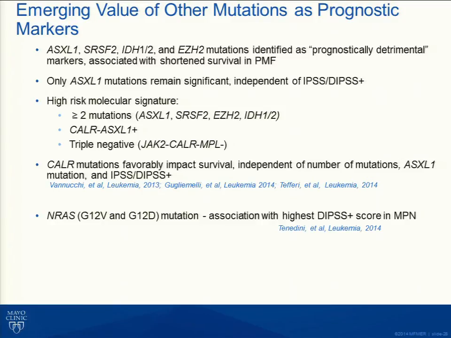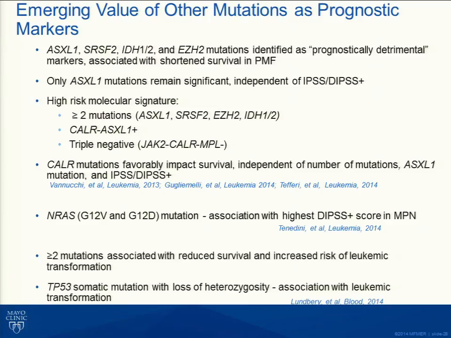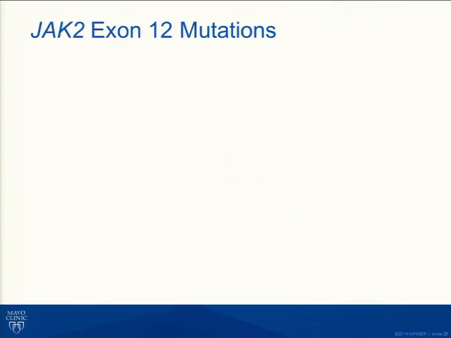Additionally, there's also a report of NRAS association with a high DIPSS score, as well as TP53 mutation association with loss of heterozygosity being associated with quick leukemic transformation. So it has been proposed by multiple groups to incorporate the molecular signature into the risk stratification of PMF. Currently, it's not there yet, but it's likely going to happen soon.